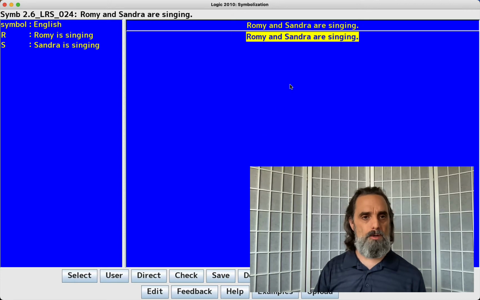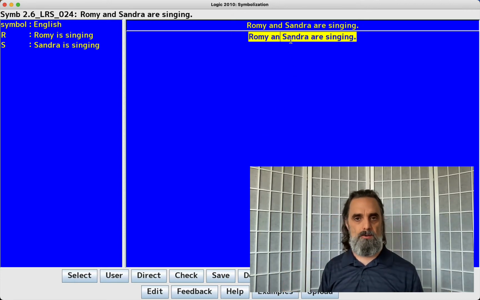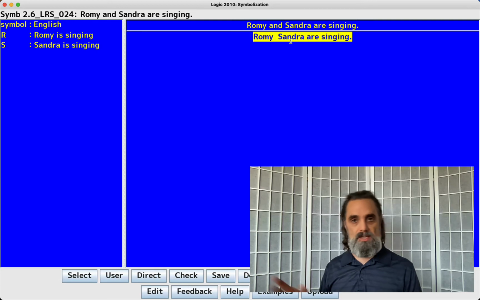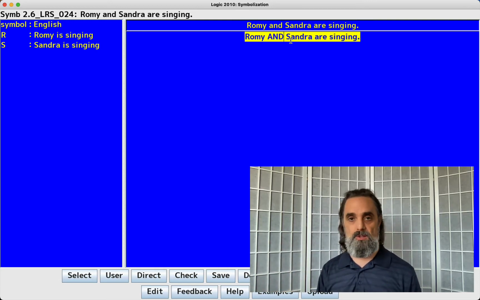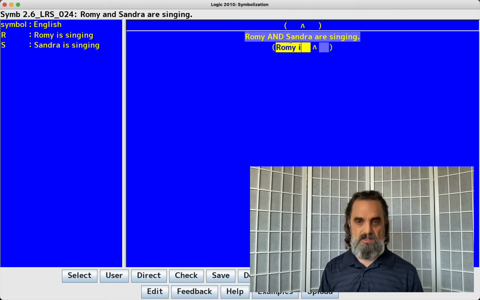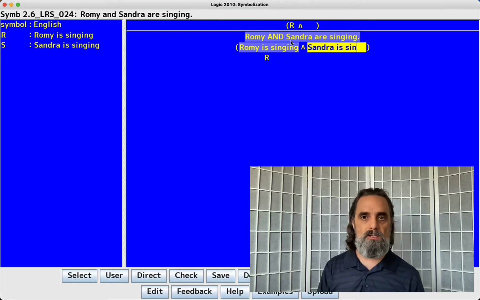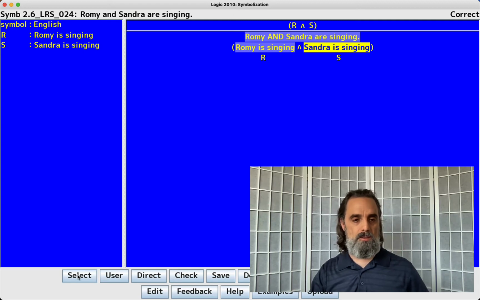So here's a pretty basic example. Romy and Sandra are singing. Well, the only logical word here is the "and". If we delete it, we're not actually left with two sentences. We have Romy and then Sandra are singing, but we know that the "are singing" is supposed to attach to Romy, and so this is just a conjunction of Romy is singing, which is R, and Sandra is singing, which is S. Pretty good, pretty straightforward. Let's look at some more.